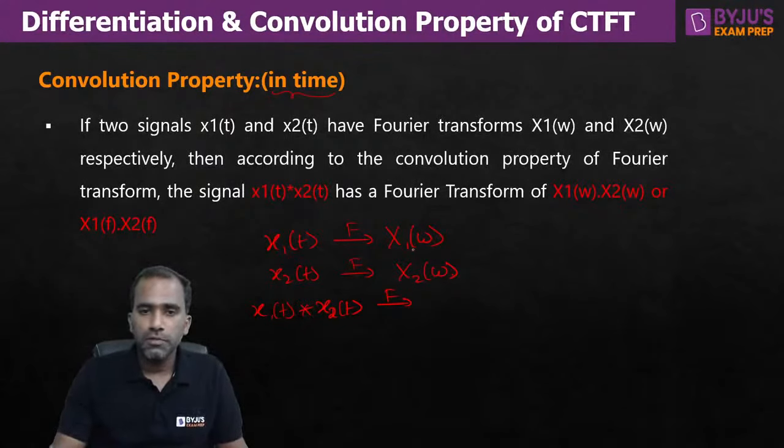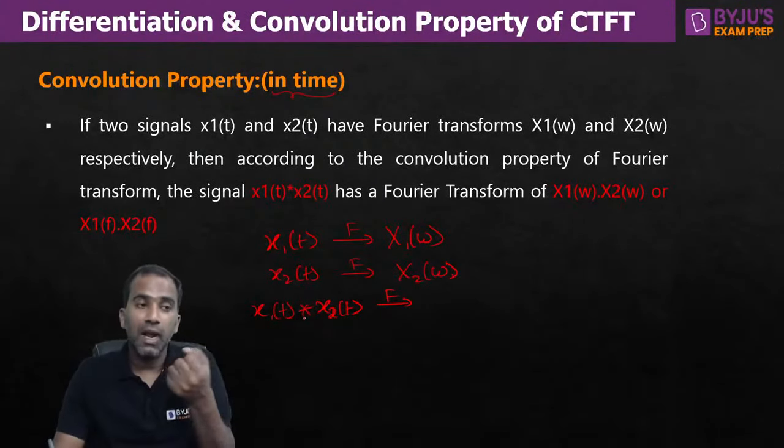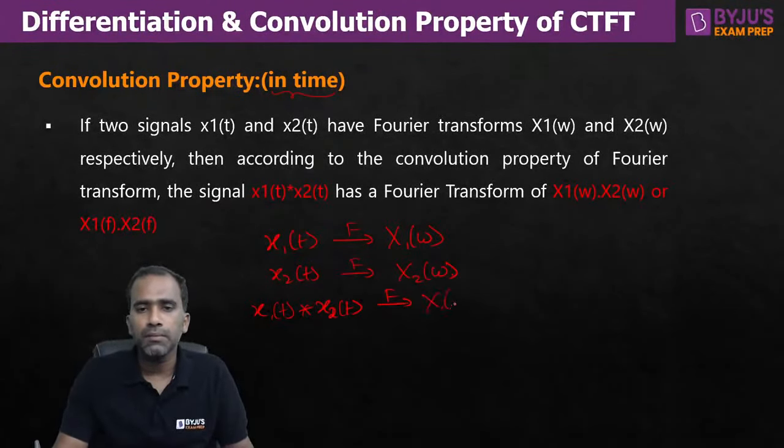So if you know the Fourier transforms of these two signals, you don't need to do the convolution. You don't need to apply the convolution integral, get some result, and then apply the Fourier transform formula. You can simply apply this property. What it says is, if you know the Fourier transforms of two signals and you do convolution in the time domain, just multiply the corresponding Fourier transforms of both signals. Whatever two signals are involved in the convolution, take their Fourier transforms and just multiply.